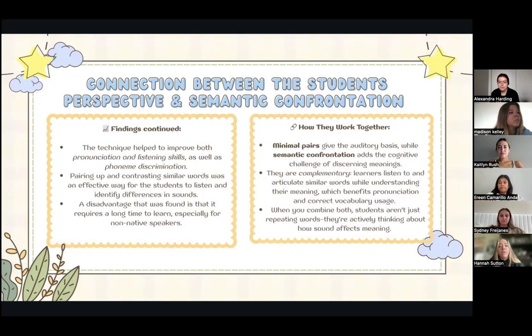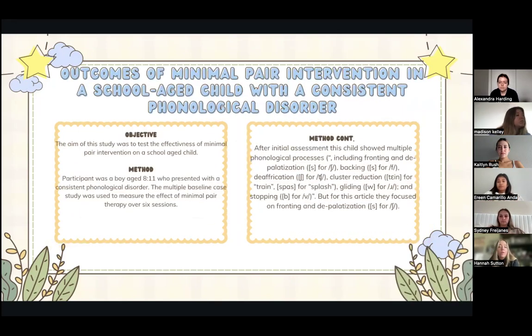When you combine both, students aren't just repeating words, they're actively thinking about how sound affects meaning. That's especially helpful for non-native learners who may not naturally recognize these contrasts without explicit practice. So, together, these two methods reinforce one another. One builds phonological awareness, and the other builds semantic precision.